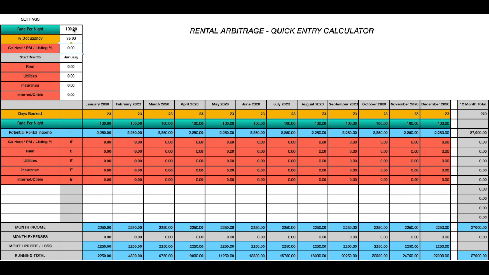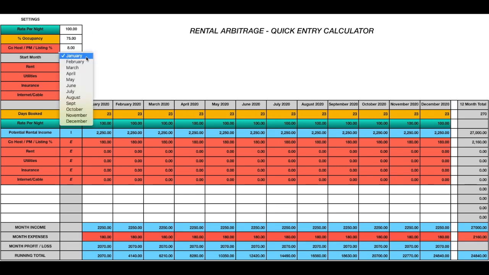Now I'm going to put 8% for co-host or listing percentage fees, because I'm going to be listing on Airbnb, which is 3%, VRBO, which is 8%, and I'm going to be on Booking.com, which can be 10 or more percent. So I'm estimating 8%. The lease is due to start in March, so I enter that here. This is where I enter the $1,200 a month for the rent, fully furnished, so it's a good deal.